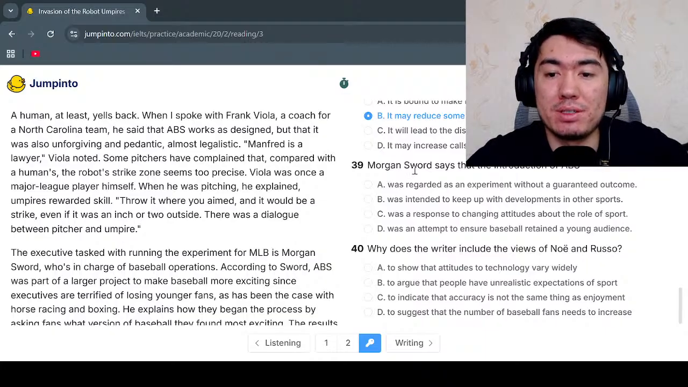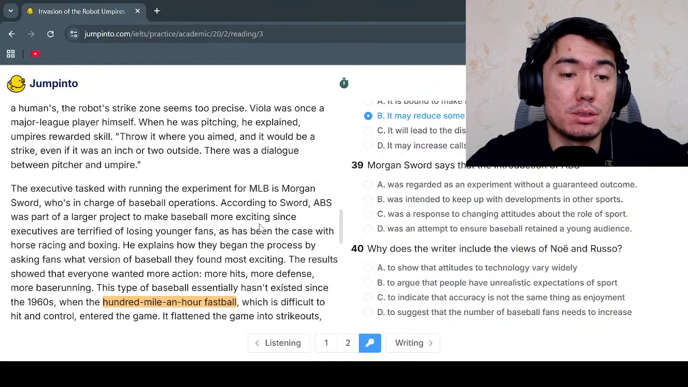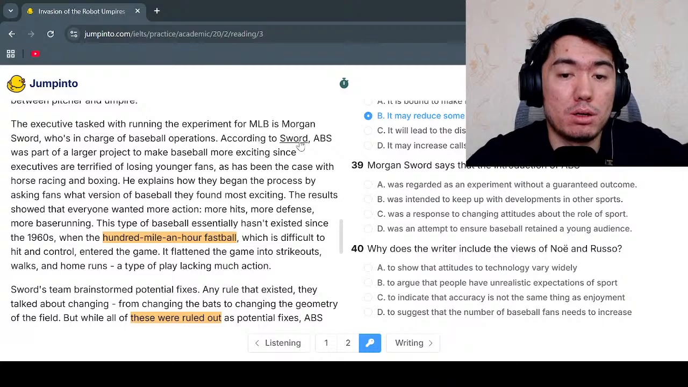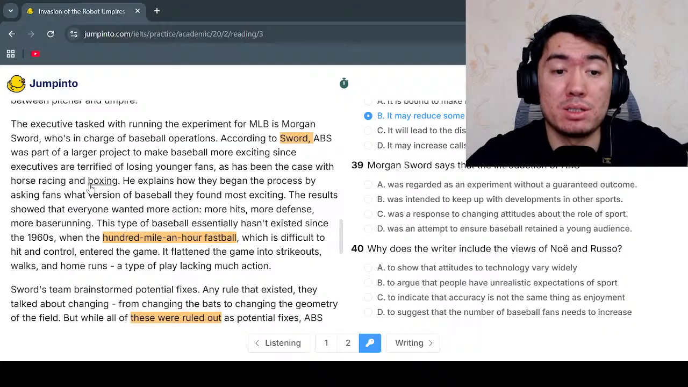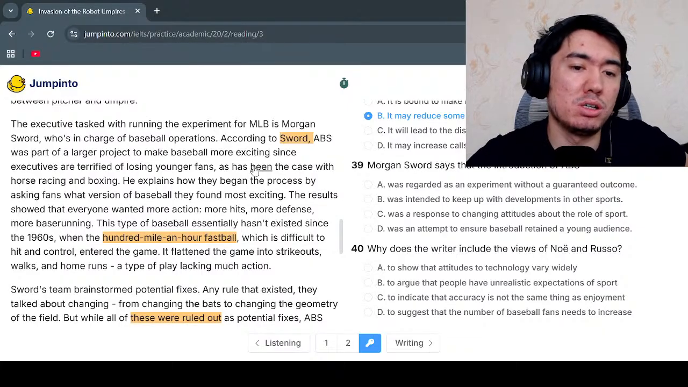Morgan Sword says the introduction of ABS... Okay, this guy, Sword, was part of a larger project to make baseball more exciting since executives are terrified of losing younger fans, as has been the case with horse racing and boxing. Yes, so younger fans. They want to save young audiences. They want to keep appealing to young audiences.